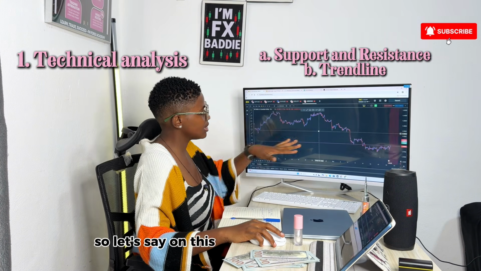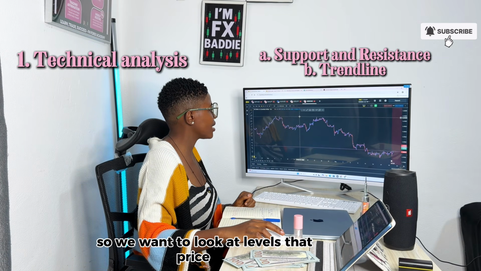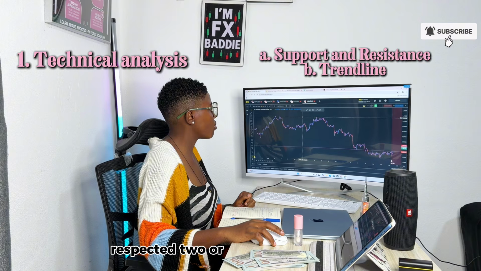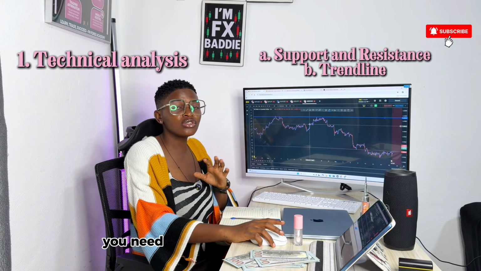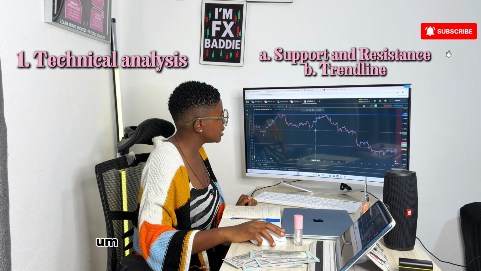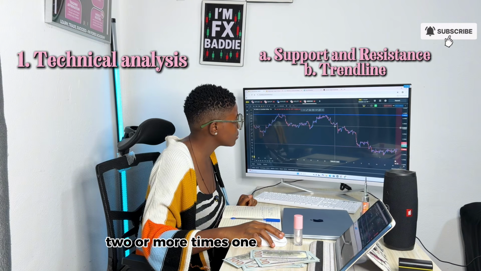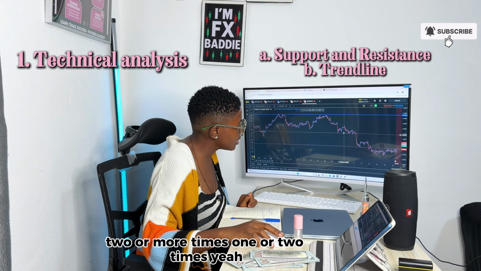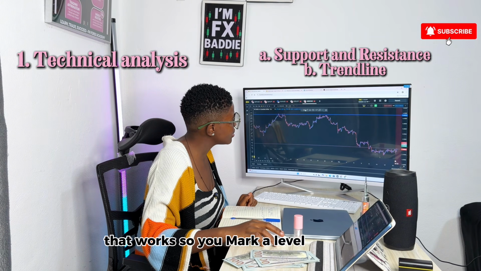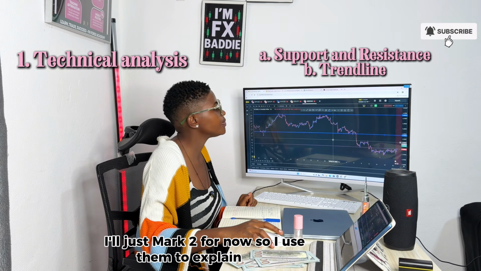So let's say on this chart we want to mark key levels. We want to look at levels that price has respected 2 or more times. I see a level here, so I'll mark this. You need to mark the most visible ones to you. Let's look for levels that price has respected 2 or more times. Yeah, that works. So you mark a level here. I'll just mark 2 for now, so I use them to explain.